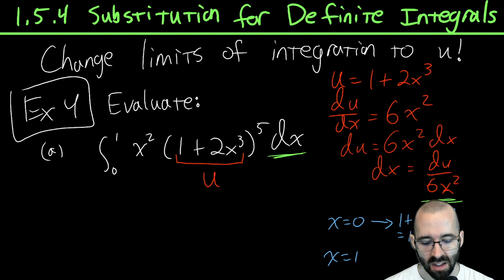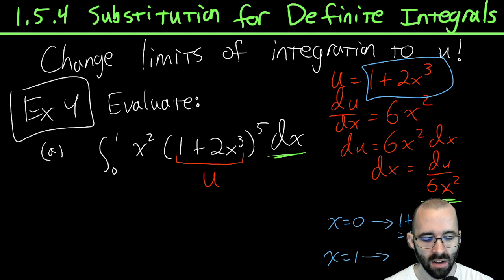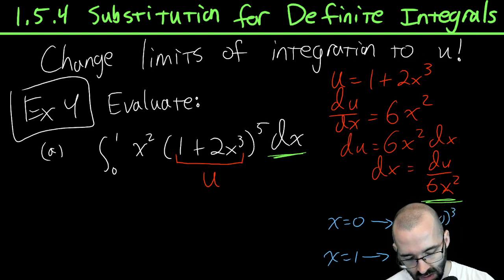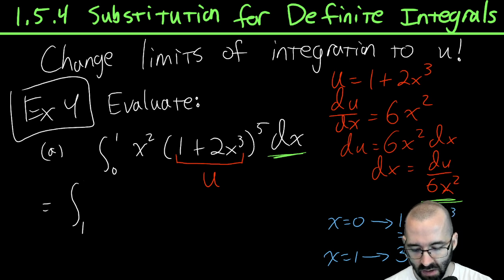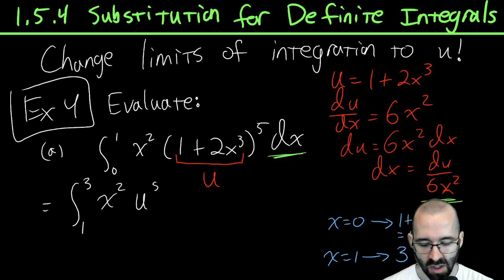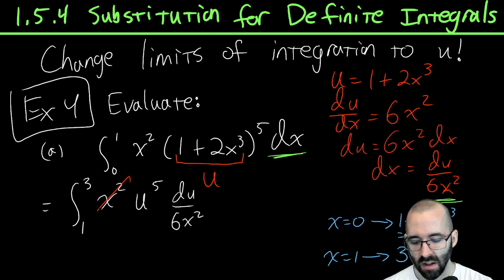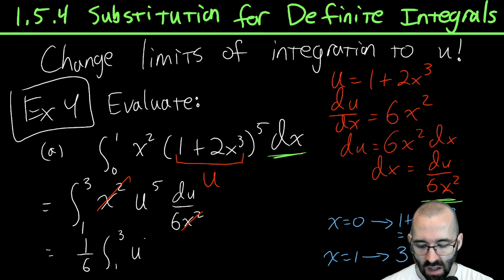And likewise, for the upper limit, if x is equal to 1, what happens to u? Well, plug in 1. If x is equal to 1, u is 3. So when we get our new integral, u is going from 1 to 3. x squared, we haven't subbed that out yet, times u to the 5th times dx, which is du over 6x squared. And the x squareds cancel, and we can write the 1/6 in front if we want. Cleaning this up, this is 1/6 times the integral from 1 to 3 of u to the 5th du.